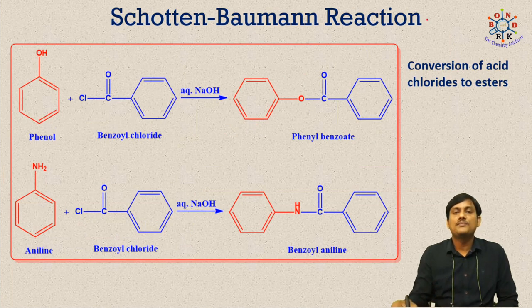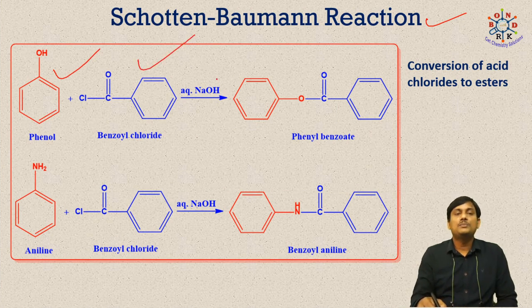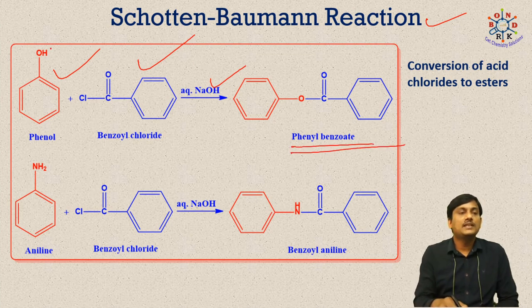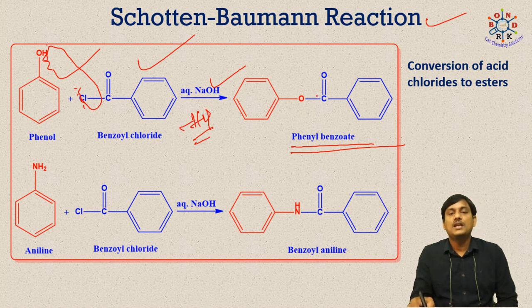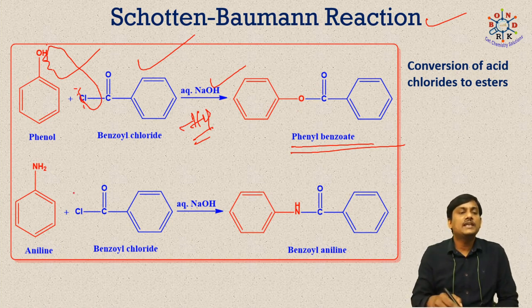Schotten-Baumann reaction is an esterification reaction between a phenol and a benzoyl chloride in the presence of sodium hydroxide. There is a formation of phenyl benzoate. Simply, there is a removal of hydrogen and Cl. Here there is a removal of hydrogen and Cl as HCl, and there is a formation of phenyl benzoate. If you take aniline, here also there is a removal of hydrogen and chlorine. There is a formation of benzoyl aniline.